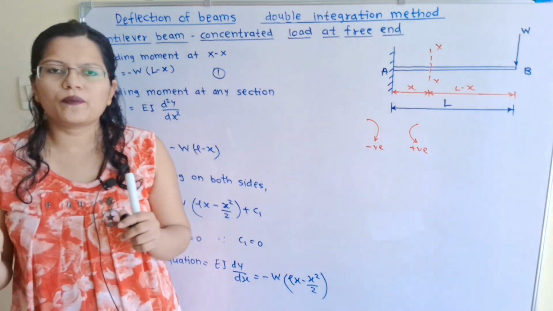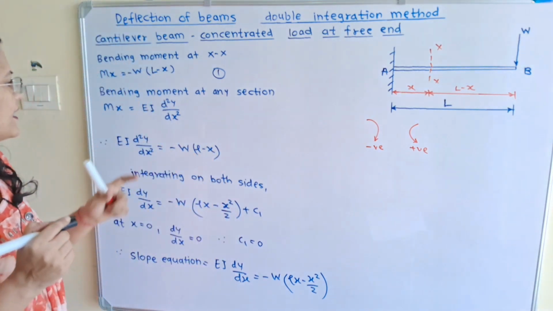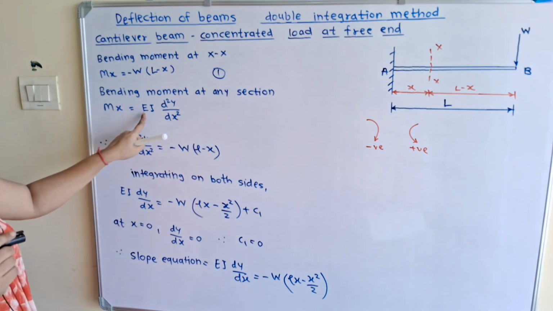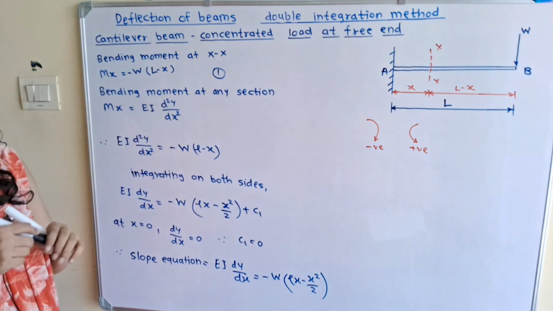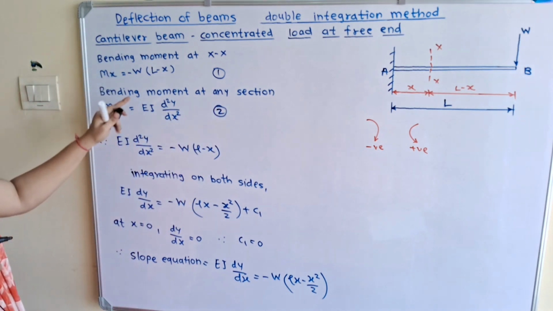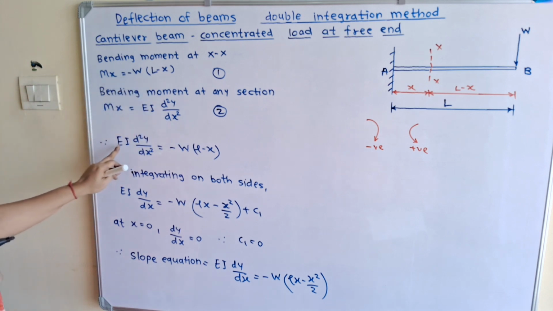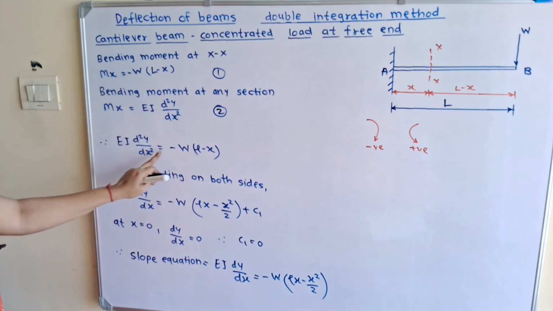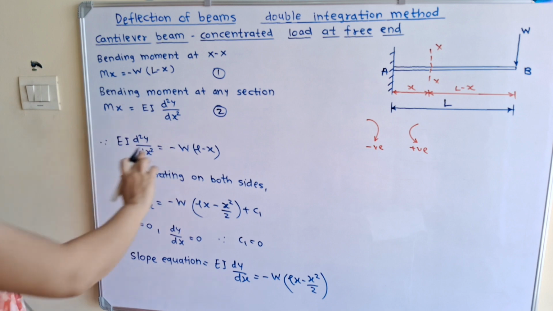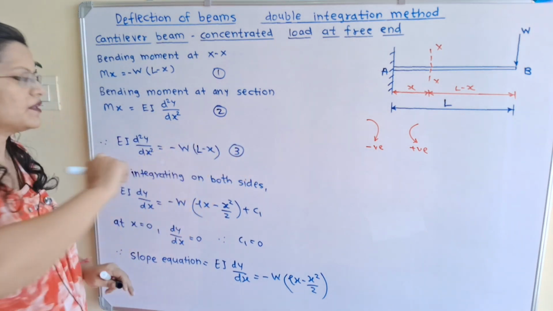Now bending moment at any section. We have the formula, bending moment at any section Mx is equal to EI d square y by dx square. Now if we compare equation number 1 and 2, these two are the same, so we will take the right hand side. So EI d square y by dx square is equal to minus W inside the bracket L minus x. This is equation number 3.